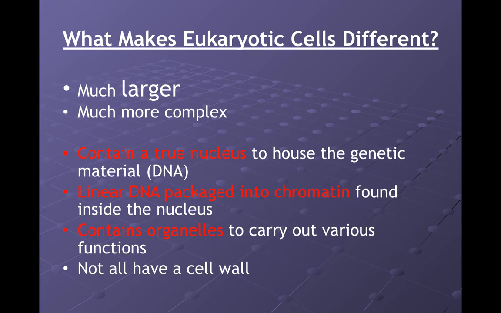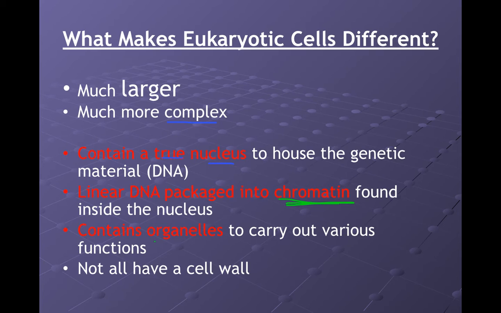So what makes eukaryotic cells different? Now we're going to focus on the right side of your Venn diagram. They're much larger, they're more complex, they contain a true nucleus that houses genetic material or DNA. They have linear DNA that is packaged into something called chromatin. Remember in the prokaryotic cell it was kind of all over the place, but in eukaryotic cells, it's packaged in nice little packages of chromatin.